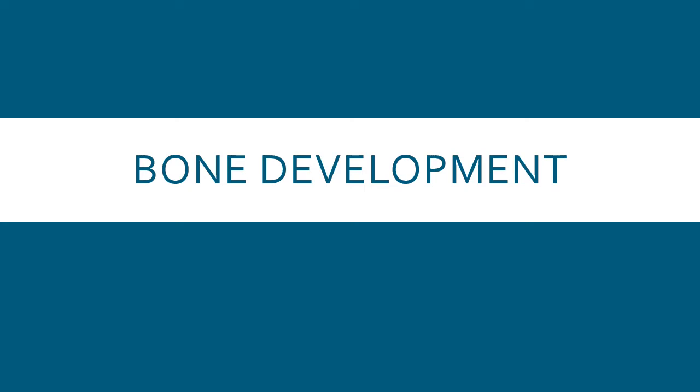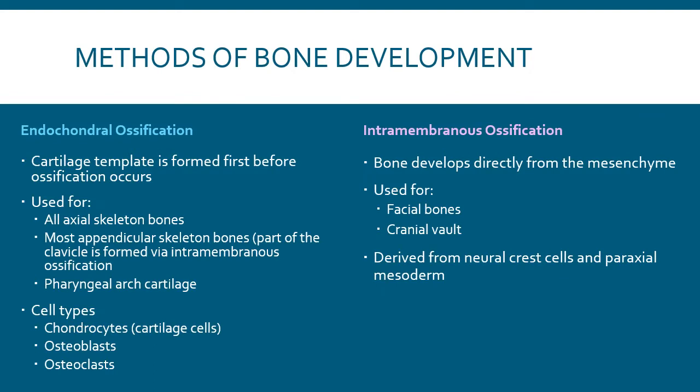So now we're going to talk about the development of the bones. There are two primary methods by which bones develop in an embryo: endochondral ossification and intramembranous ossification. For endochondral ossification, the cells first lay down a layer of cartilage, which forms a template for forming the bone. In the case of intramembranous ossification, the bone develops directly from the mesenchyme without first laying down a cartilage skeleton.